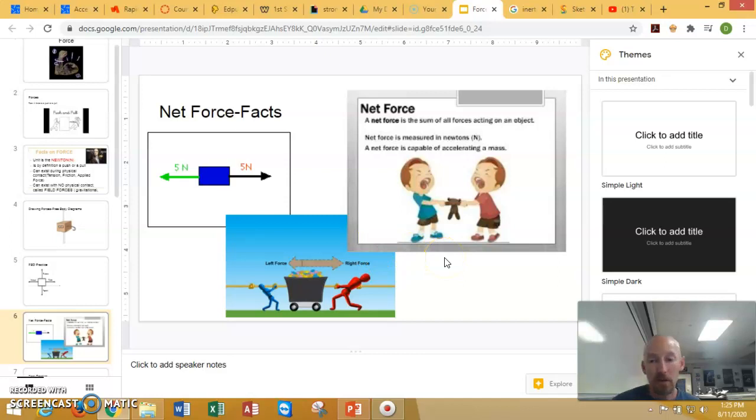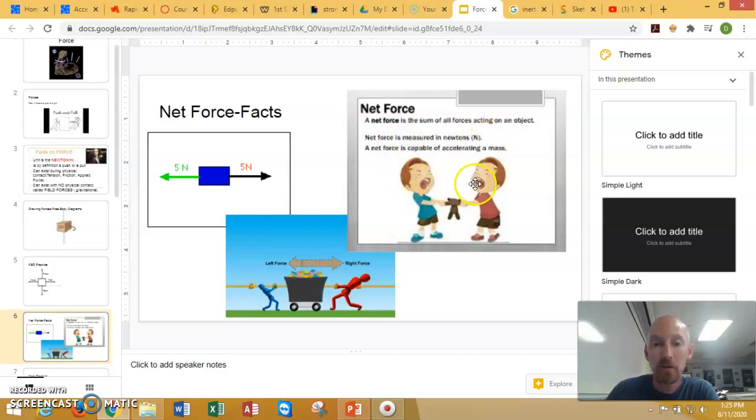The facts about something called net force. Net force, what is this? Net means total, right? Like your net take-home pay is your total take-home pay. So the net force is the total force acting on something. If you add up all the forces acting on something, that's your net force or your total force.